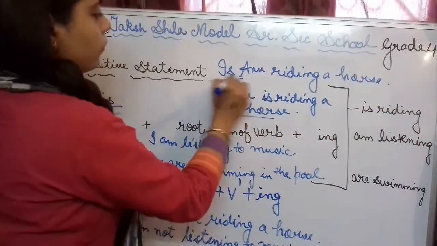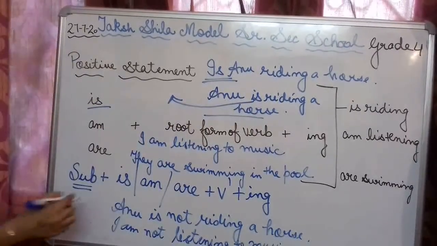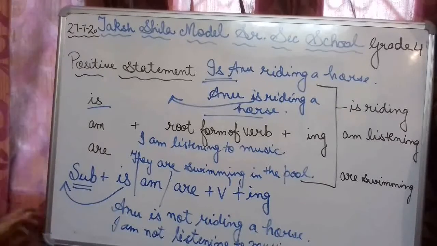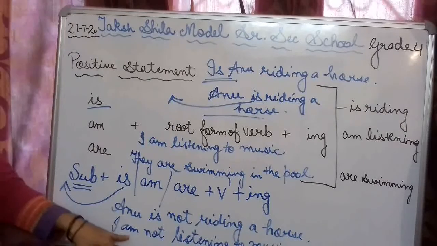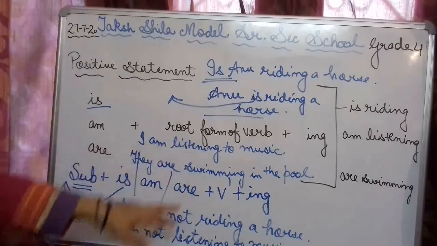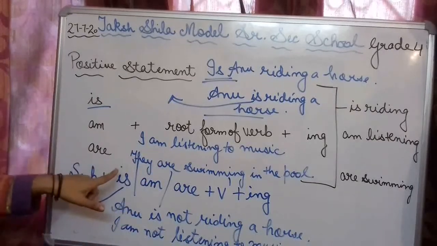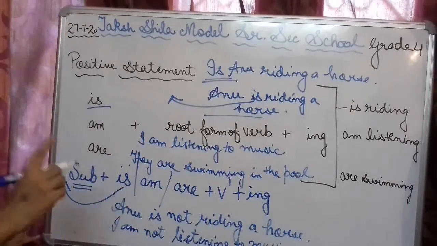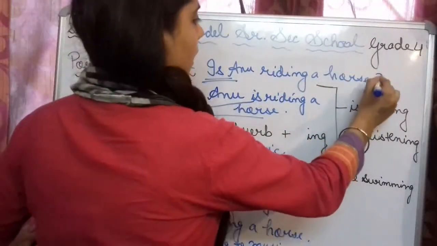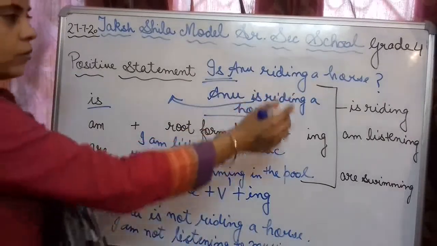So children, what do we see? We see that the helping verb will come before the subject, right? I am not listening to music. Am I listening to music? Is Anu riding a horse? Next, are they swimming in the pool? Clear? And the most important thing is that we use a question mark when we frame a question sentence or interrogative sentence.